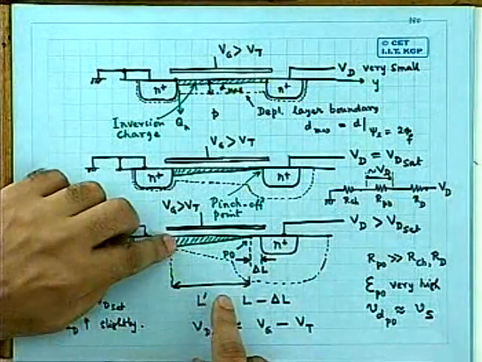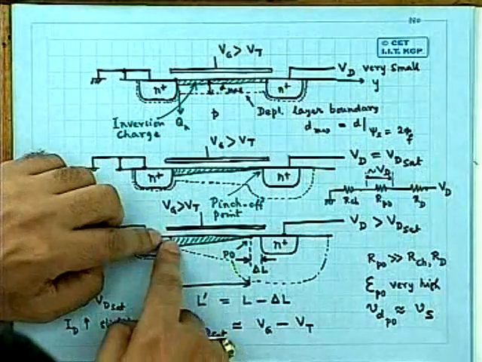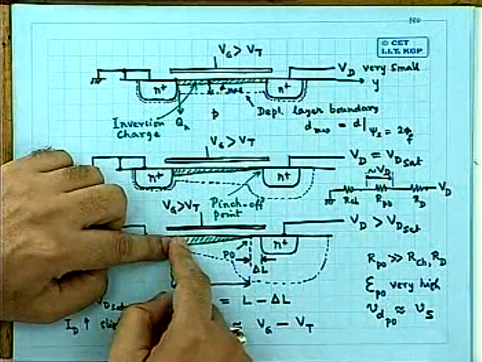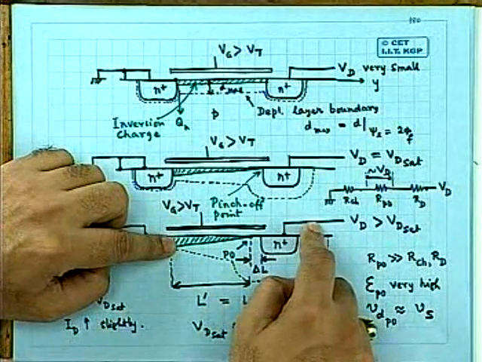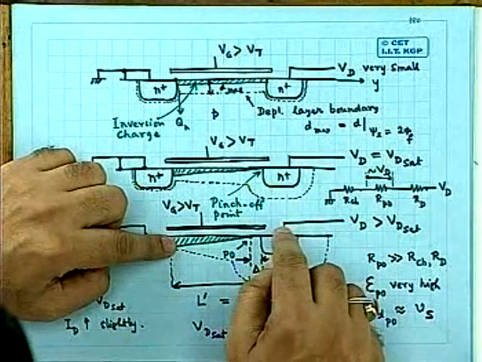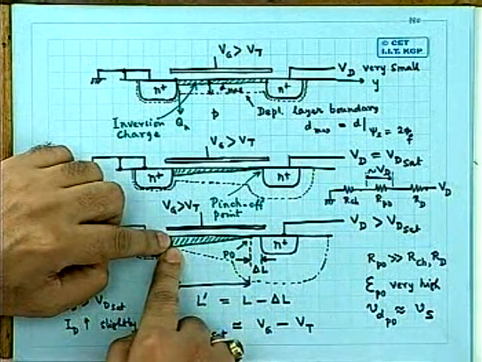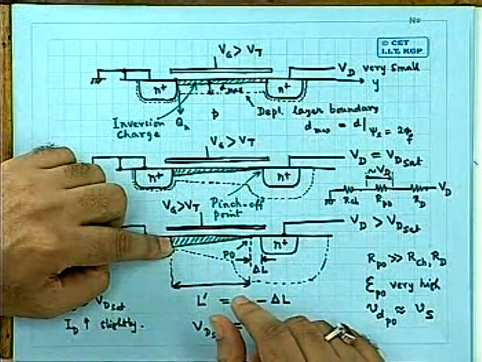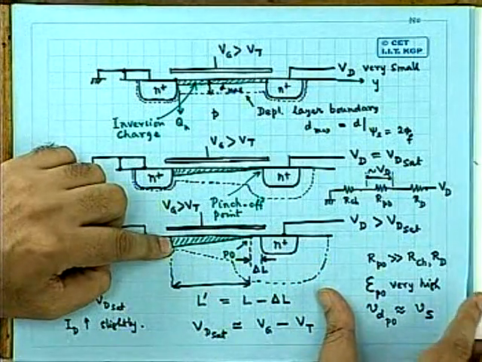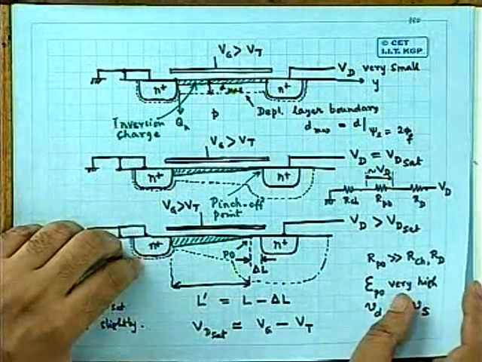For long channel, nothing will happen on the source side when we apply a VD. In short channel, when you apply VD, something will happen in the drain side. In fact, the barrier is reduced, and that is what is known as drain-induced barrier lowering. We shall be considering that after. DIBL is a short channel effect.